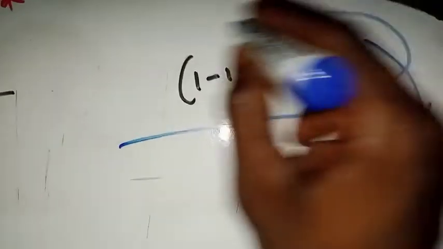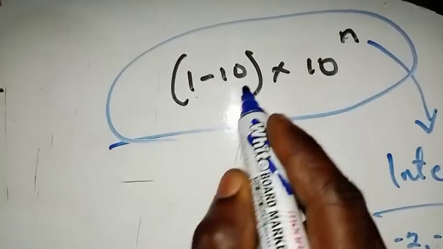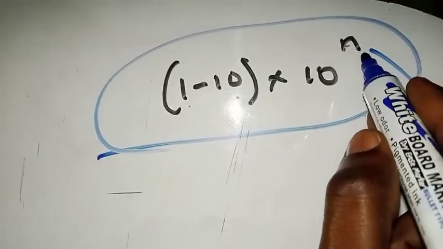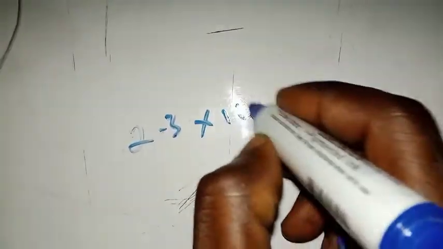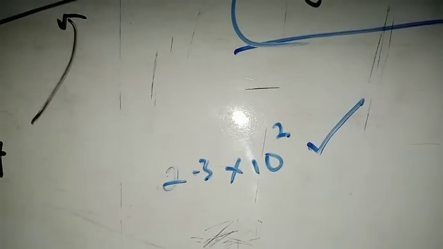Now, from here, this is what we are going to call a standard form: a number between 1 and 10, then multiplied by 10 raised to the power of n. So for example, we can say that 2.3 multiplied by 10 raised to the power 2 is exactly in standard form. Why?